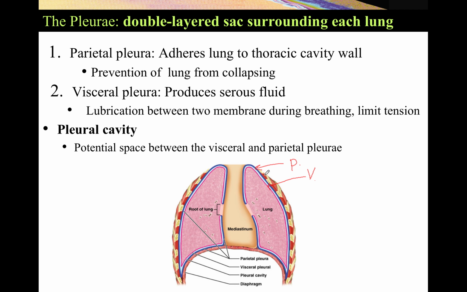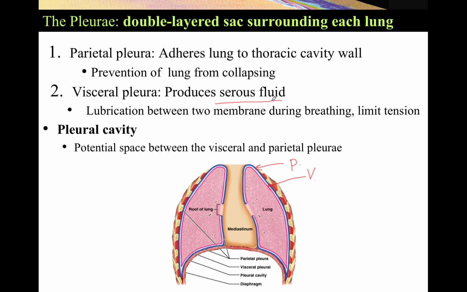Now, the gap that you have between these two membranes is referred to as the pleural cavity, and it is filled with a little bit of fluid referred to as the serous fluid. The job of this serous fluid is to ensure that the two membranes basically get stuck together. The example that I want to give you is if you have two glass plates, and you have a little bit of water between those two.